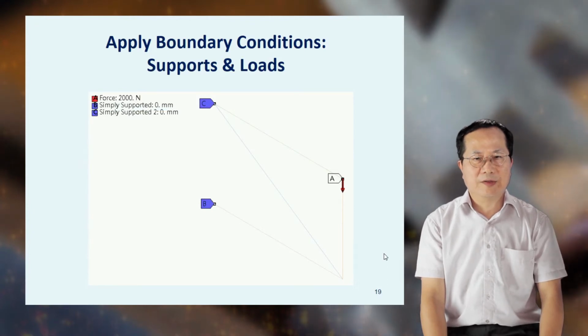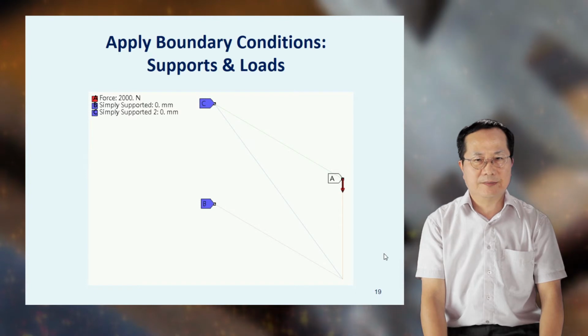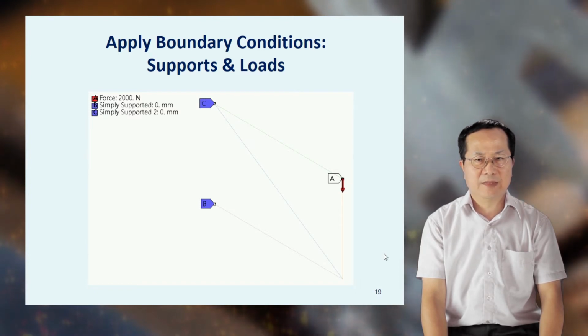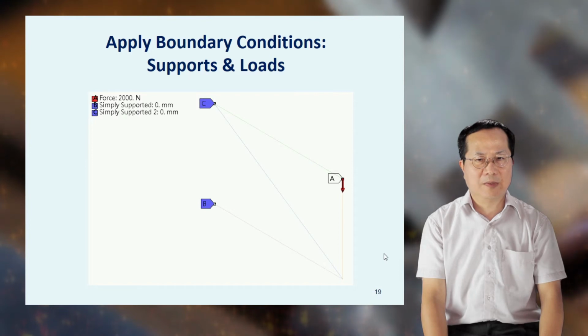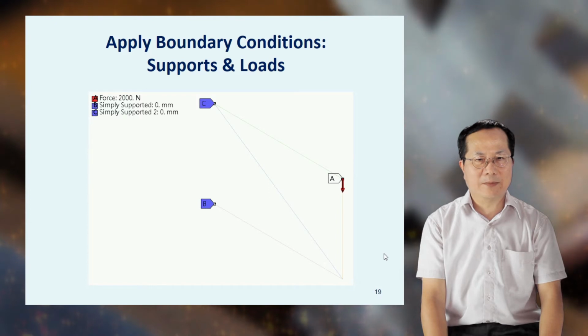To apply boundary conditions for support and load, in the model tree, select static structure. In the top toolbox, press Support and pick Simply Supported for the left 2 nodes. In the top toolbox, press Load and pick Force. Select the top right node. Press Apply in the details for geometry selection. Define by component and set the Y component as minus 2000 Newtons.